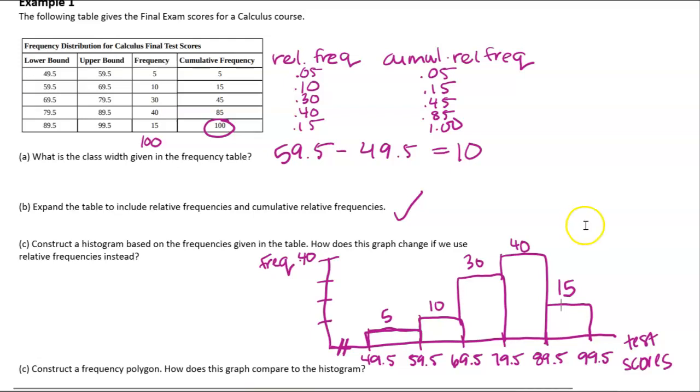All right, how does this change if we use relative frequencies instead? It actually wouldn't change because instead of a count of 40, if I just change this to relative frequencies, the scale is going to look exactly the same out of 100. So nothing would change if I used frequencies or relative frequencies here.